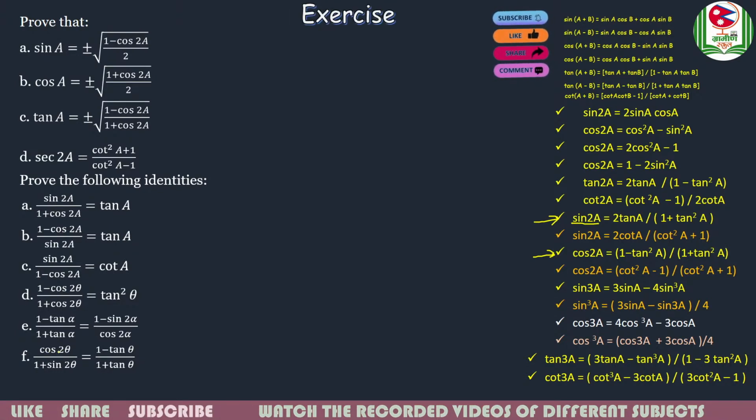You can express cos 2 theta as cos square minus sin square, and 1 plus sin 2 theta in terms of what? Sin 2 theta is 2 sin theta into cos theta. Then simplify, express sin by cos, and you will get 1 minus tan theta upon 1 plus tan theta. Or you can directly use the formulas sin 2 theta equals 2 tan theta upon 1 plus tan square theta, and cos 2 theta equals 1 minus tan square theta upon 1 plus tan square theta. Using any of these relations, you can easily solve this numerical.